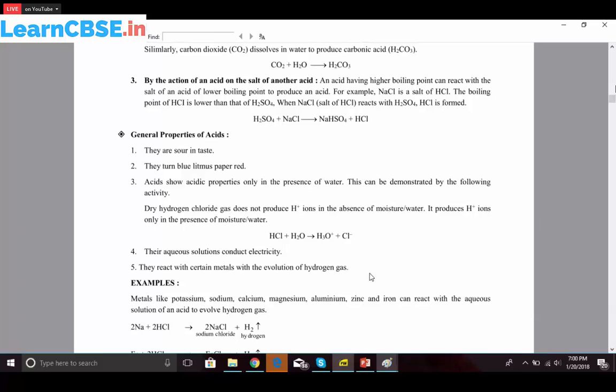General properties of acids. They are sour in taste. They turn blue litmus paper red, and they also show acidic properties.